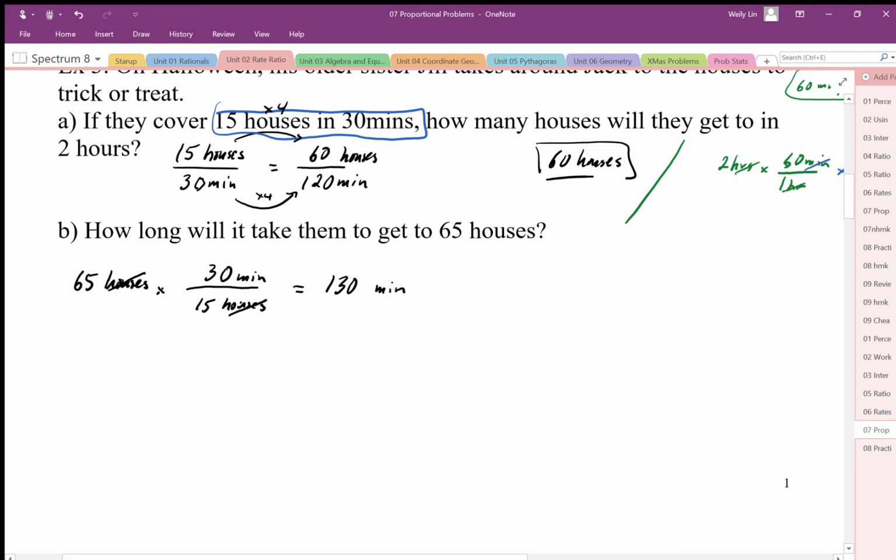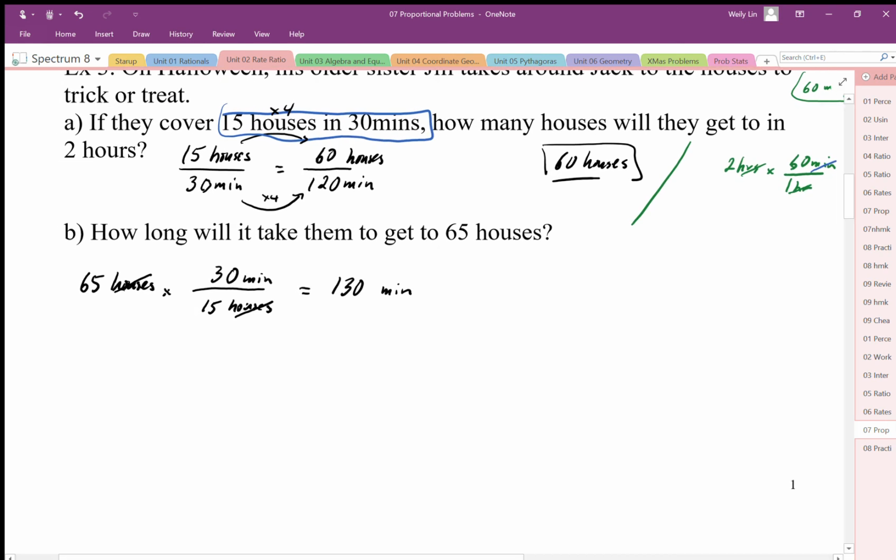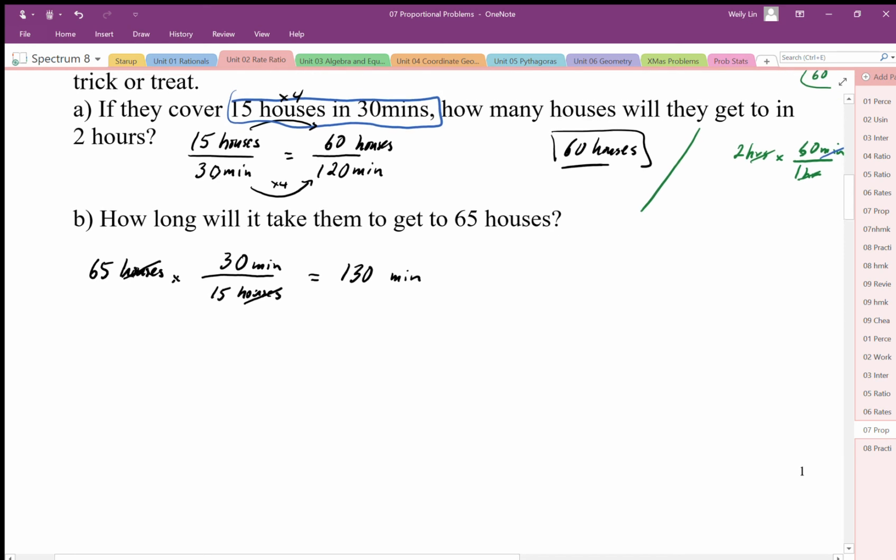So if I can get 15 houses done in 30 minutes, for 65 houses I need to do about times 4. Or in fact, we can look at this one here. We have 60 houses in 120 minutes. We just need a few more minutes to get the 5 extra houses.